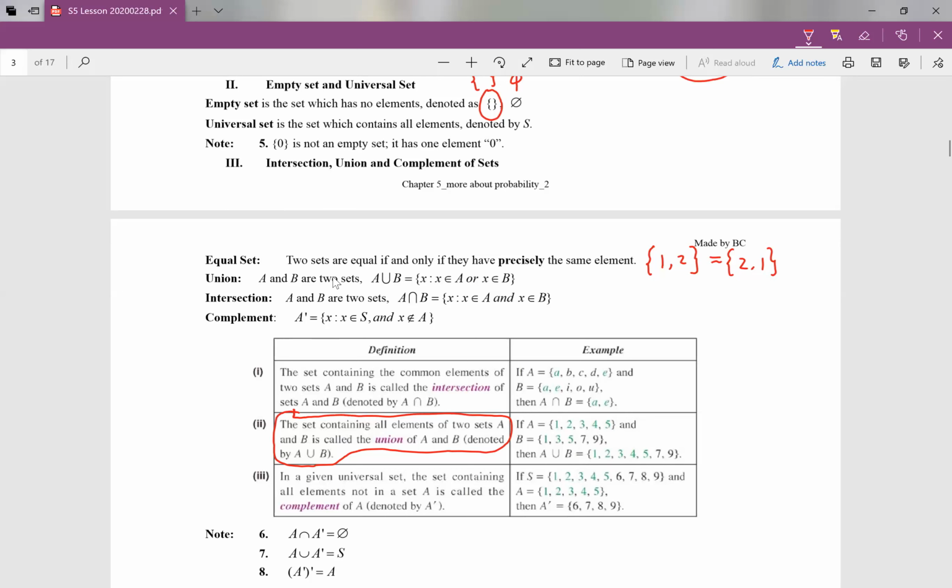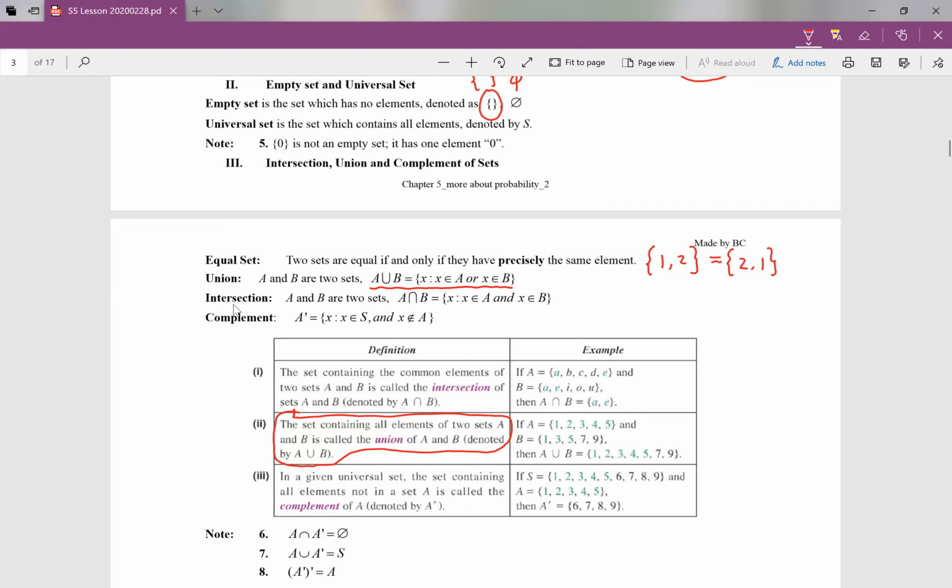Also, the definition in symbol, you may be interested. This one is not in the textbook. The definition of A ∪ B is equal to the set of x such that x is in A or x is in B. x belongs to A or x belongs to B.